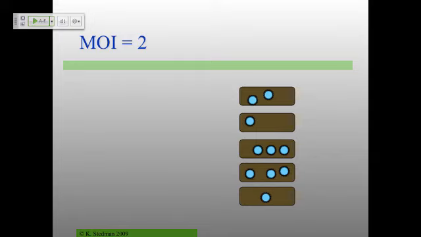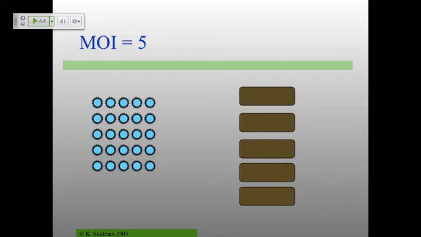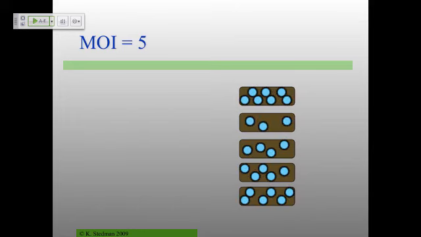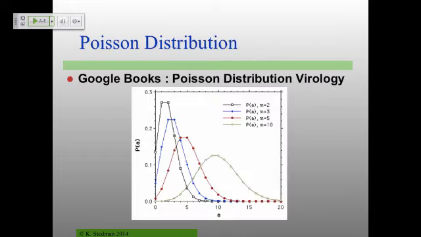And an MOI of 5, so we've got 25 virus particles, 5 cells. You'll have some that have more than 5, some have less than 5, but you're getting closer and closer to having all of them being infected. And so that's basically all that this Poisson distribution means. There's actually a quite nice discussion of this. If you go to Google Books and search for Poisson distribution virology, you can take a look at it.